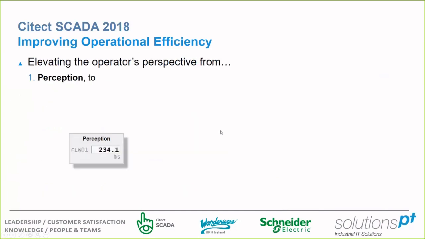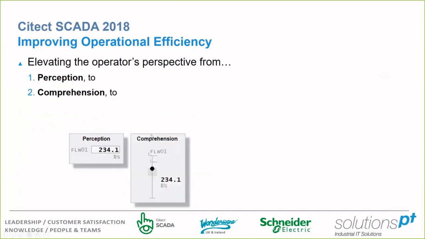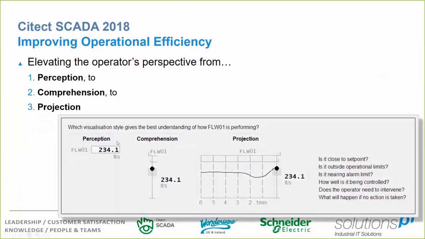So when we're looking at how to elevate the operator's perspective, we can see as we walk through the different situational awareness symbols how we get a better idea of how that process variable is actually operating. We go from literally perception, from just seeing what the value is, to a little bit more comprehension of where in the engineering scale it's operating, to more of a projection, and we can start to answer questions very quickly as to: is it outside operational limits? How well is it being controlled? What will happen if no action is taken?